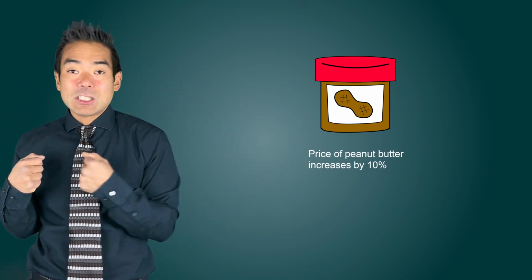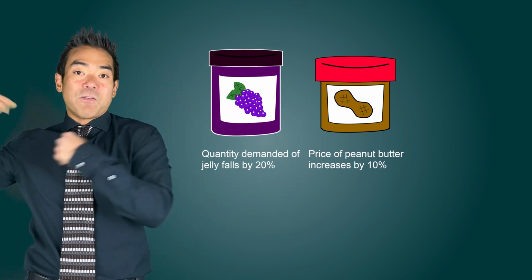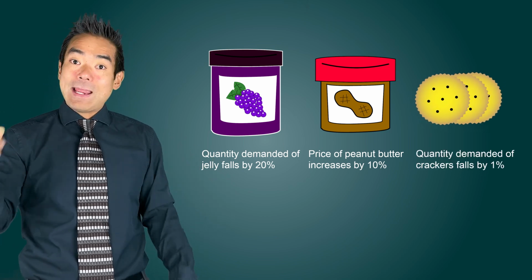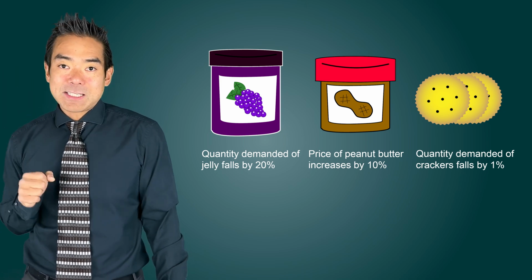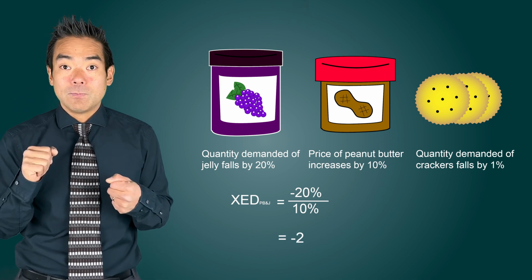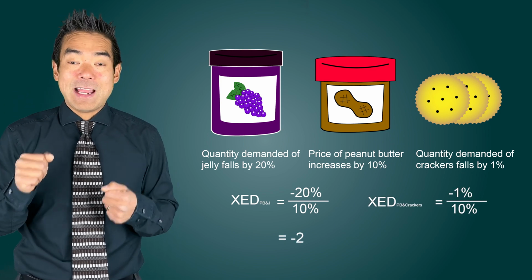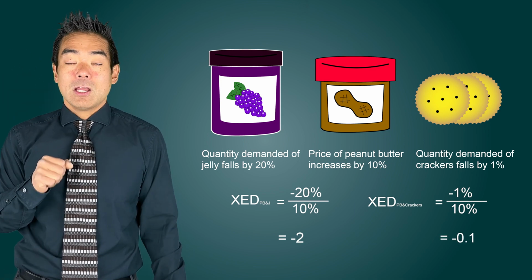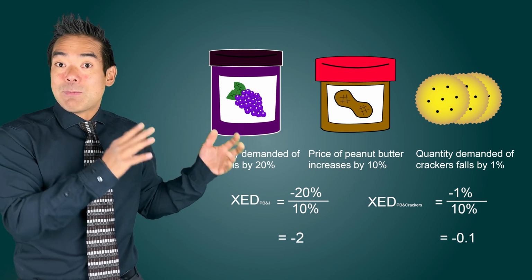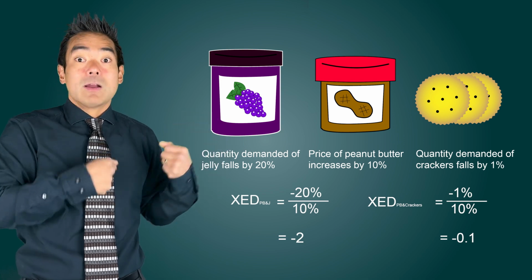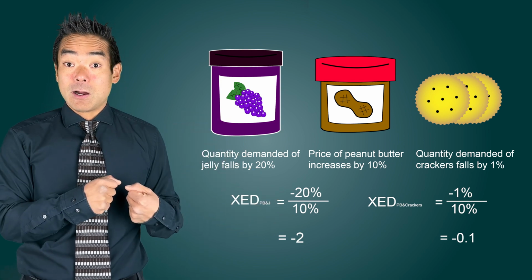Let's say that the price of peanut butter increases by 10%, and as a result, the quantity demanded of jelly falls by 20%, and the quantity demanded of crackers falls by 1%. Cross-price elasticity of demand between peanut butter and jelly would be calculated as negative 2. Cross-price elasticity of demand between peanut butter and crackers would be calculated as negative 0.1. Cross-price elasticity between peanut butter and jelly and between peanut butter and crackers is both negative numbers, indicating that peanut butter and jelly are complement goods and peanut butter and crackers are complement goods.